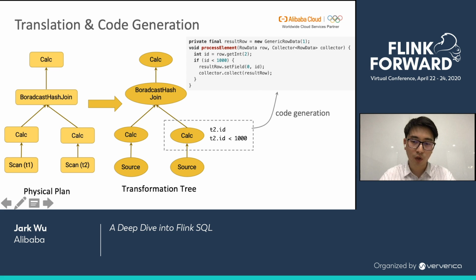which will filter out records whose ID is smaller than 1,000 and then select just the column ID. Flink will generate the executable Java code for this node. The generated code example is just shown at the right top side. And finally, the transformation tree will be compiled into a job graph and submitted to the cluster for execution. So this is the whole lifetime of a Flink SQL program.